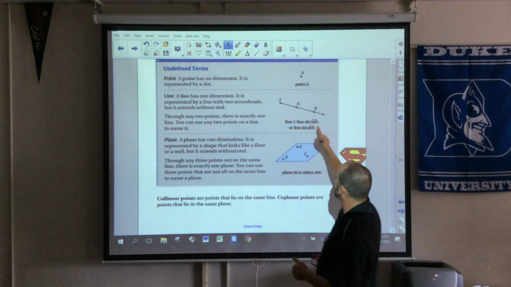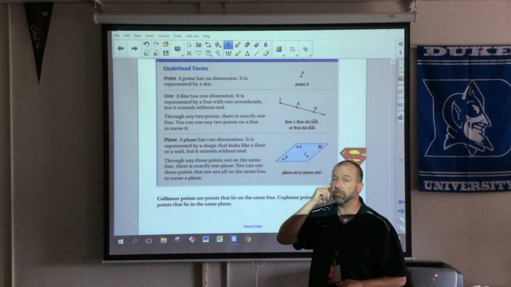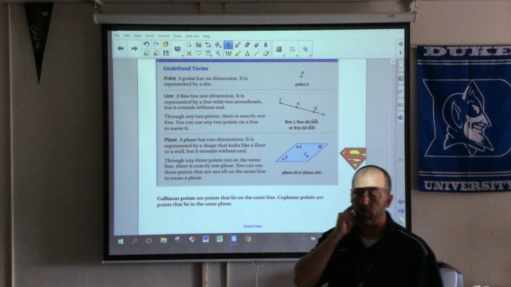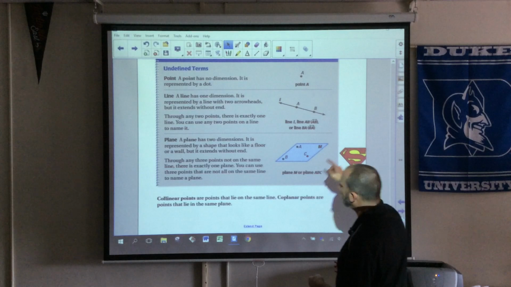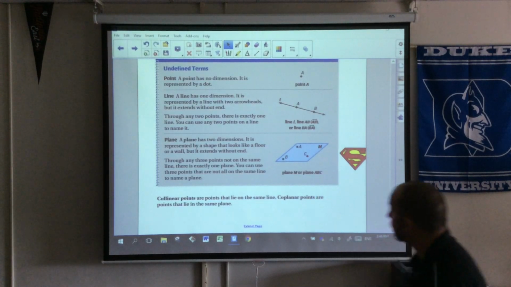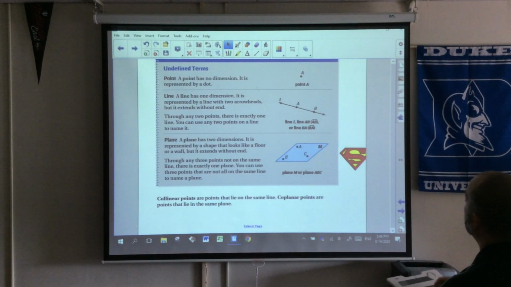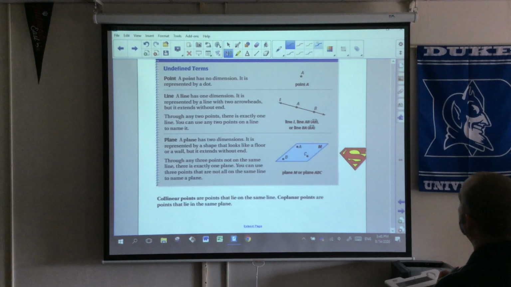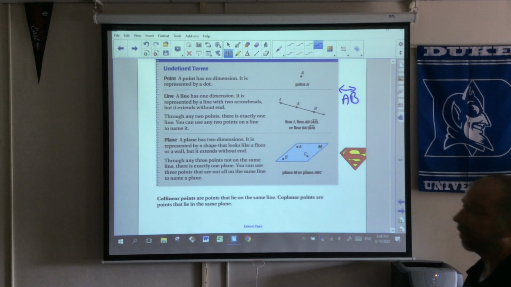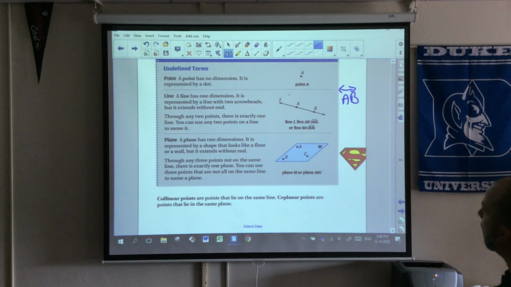Lines are named by 2 points on the line. If there's more than 2 points, just pick 2. Doesn't matter the order. Okay? But you got to put a little thing over it. I'm going to draw this so it's a little bit easier to see for you guys. So this is line AB, the little line over it. BA works as well. But see this little guy right here, this little lowercase script l, I can call it line L.